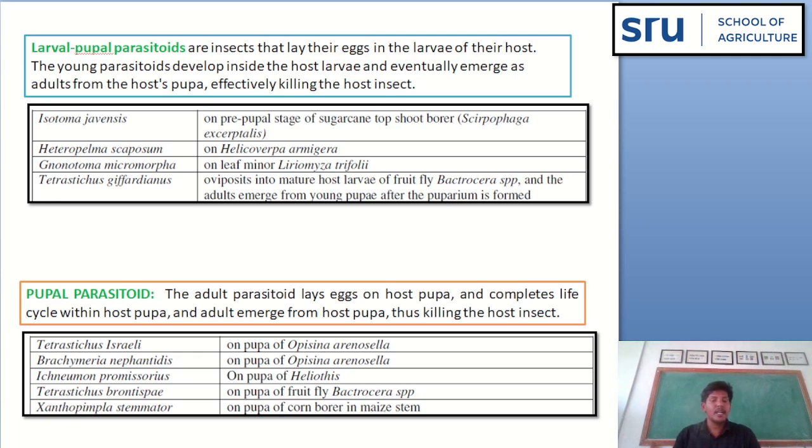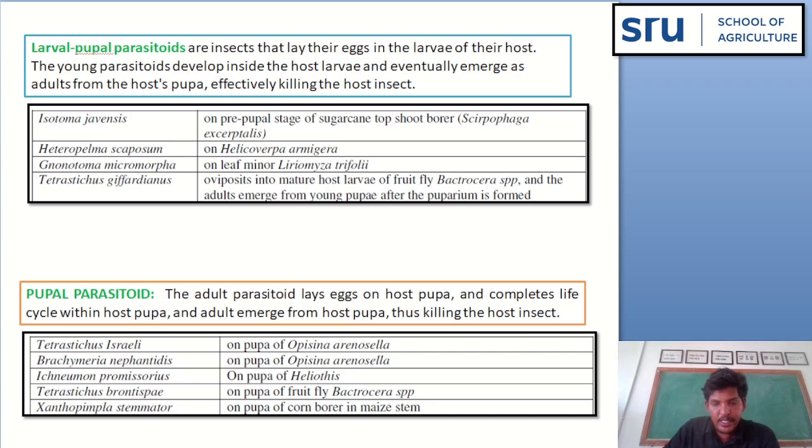Pupal parasitoids. This parasitoid lays eggs on the pupa, feeds and develops on the pupa, and emerges from that pupa. The adult parasitoid lays eggs on the host pupa, completes its life cycle within the host pupa, and the adult emerges from the host pupa, thus killing the host insect.